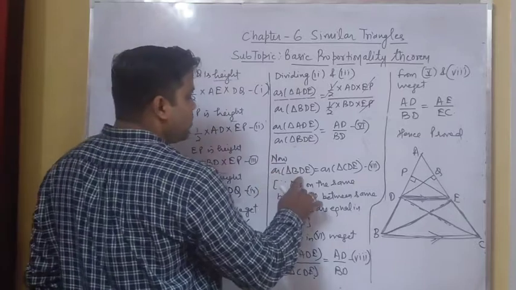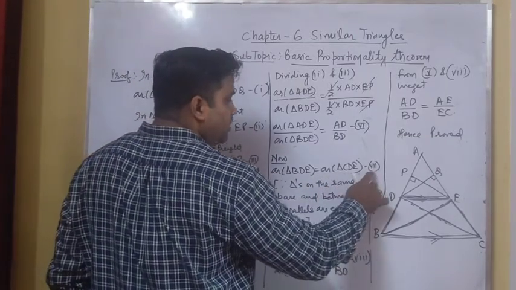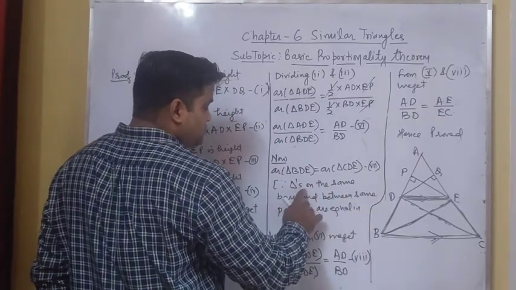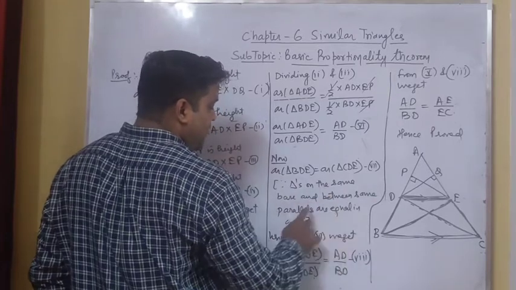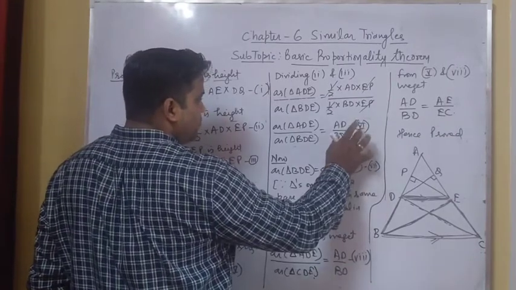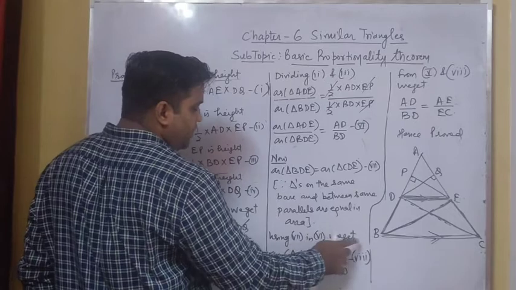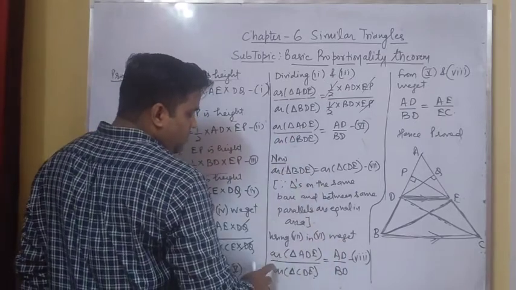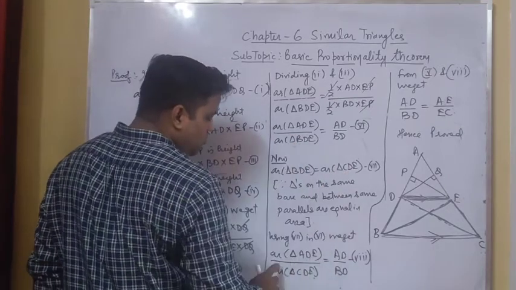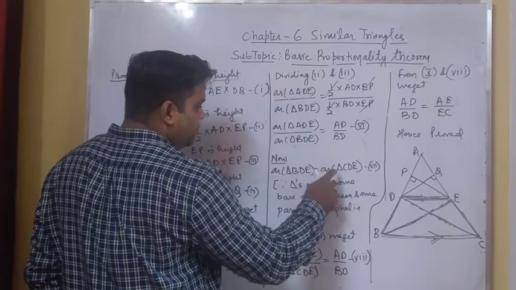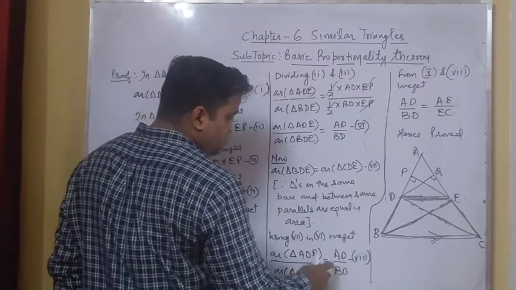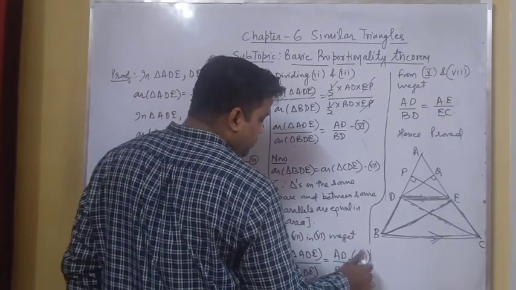So here area of triangle BDE is equal to area of triangle CDE, and we consider it as equation number 7th. I have written this in the form of a statement: triangles on the same base and between the same parallels are equal in area. So we can apply equation number 7th in equation number 6th. Using 7th in 6th, we get area of triangle ADE by area of triangle CDE, as area of triangle BDE is equal to area of triangle CDE. So area of triangle BDE is replaced by area of triangle CDE in that equation. So we get area of triangle ADE by area of triangle CDE is equal to AD upon BD, and we consider it as equation number 8.